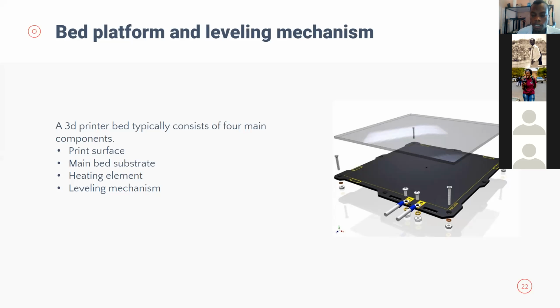Okay. But also underneath there is the print surface. The print surface can be made out of glass. There are also others which are made out of aluminum. The one I have here is made of some plastic which looks like rubber. So you can use any material to make the bed as long as that material meets the properties required. There is also a heating filament. There is a main bed substrate, the print surface, and the leveling mechanism.